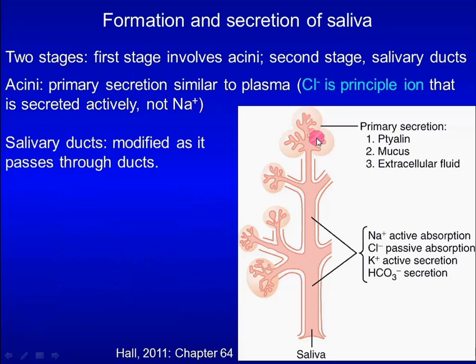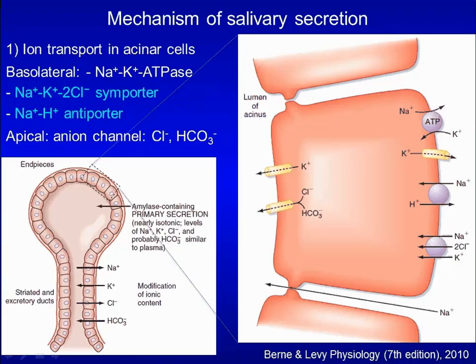Acini secrete primary secretion that contains alpha amylase and or mucin in a solution with concentration similar to that in plasma. As the primary secretion flows through the salivary ducts, the ionic composition of the fluid in the saliva is markedly modified. Here is the acinus. The glandular cells secrete a primary secretion that is nearly isotonic.